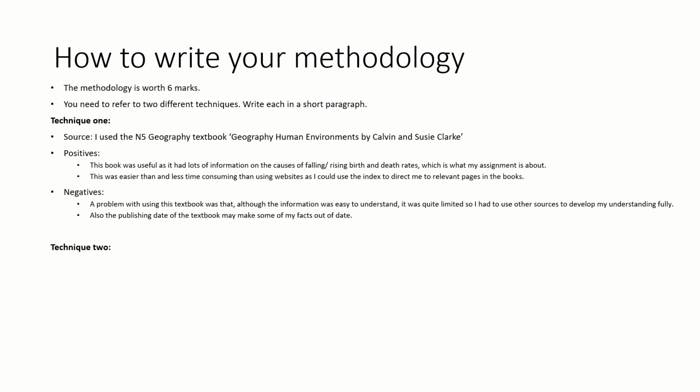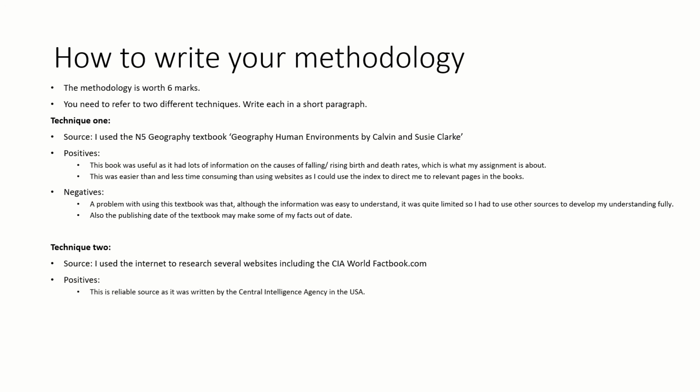Technique 2 for the population assignment was done online using web resources. So your source here could have been, there's many sources that you'll have checked. The source here could have been the CIA World Factbook. Notice that I've given it its actual web address, and you'll need to do the same. And you need to check the actual web address of the sources that you've used.